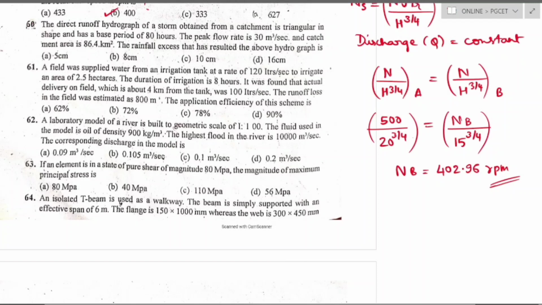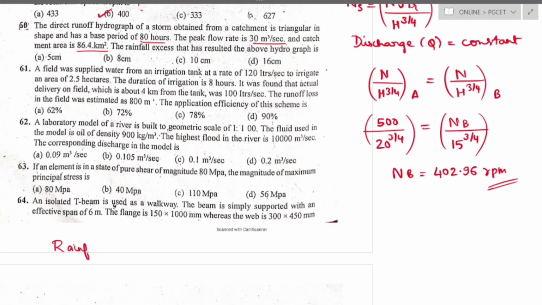Question number 60. The direct runoff hydrograph of a storm obtained from a catchment area is triangular in shape and the base period is 80 hours. The peak flow rate is 30 meter cube per second and the catchment area is 86.4 km square. Then the rainfall excess that has resulted from the above hydrograph is. Now we have to find the rainfall excess.